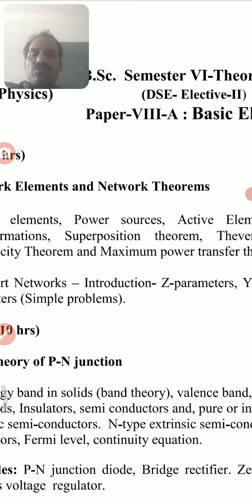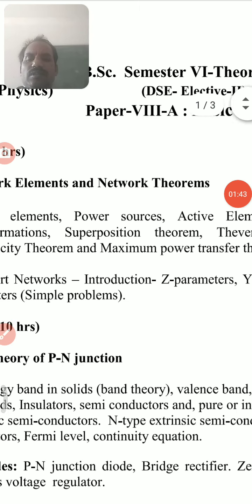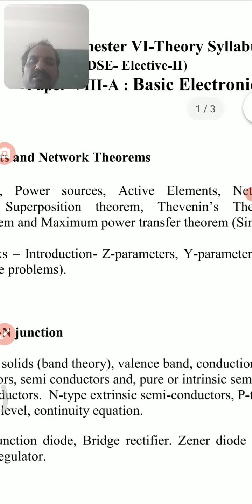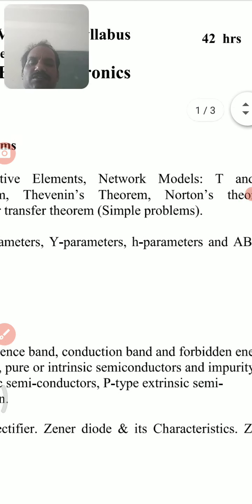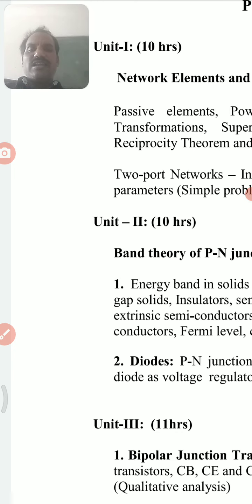Okay, thank you. And also we can explain the different types of two-port networks and their parameters: z parameters, y parameters, h parameters, and a, b, c, d constants parameters, deeply in the network elements and network theory.